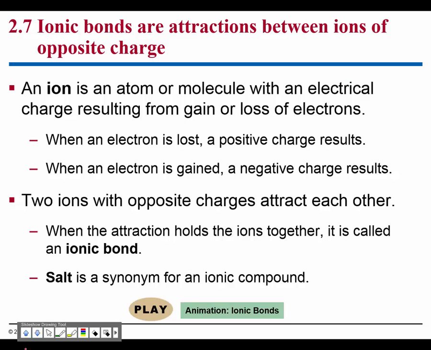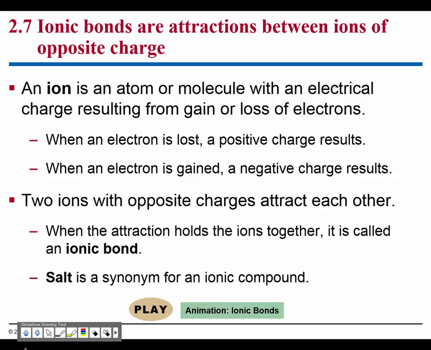An ion is an atom or molecule with an electrical charge. It has some sort of charge because it has either lost an electron or gained an electron. Pay attention to the wording here, because when you're taking a test, how it's worded will be very important. When an electron is lost, you get a positive charge. When an electron is gained, you get a negative charge. Remember, electrons are negative. If you bring more negative in, it's going to be a more negative charge. If you take negative out, there will be a positive charge.